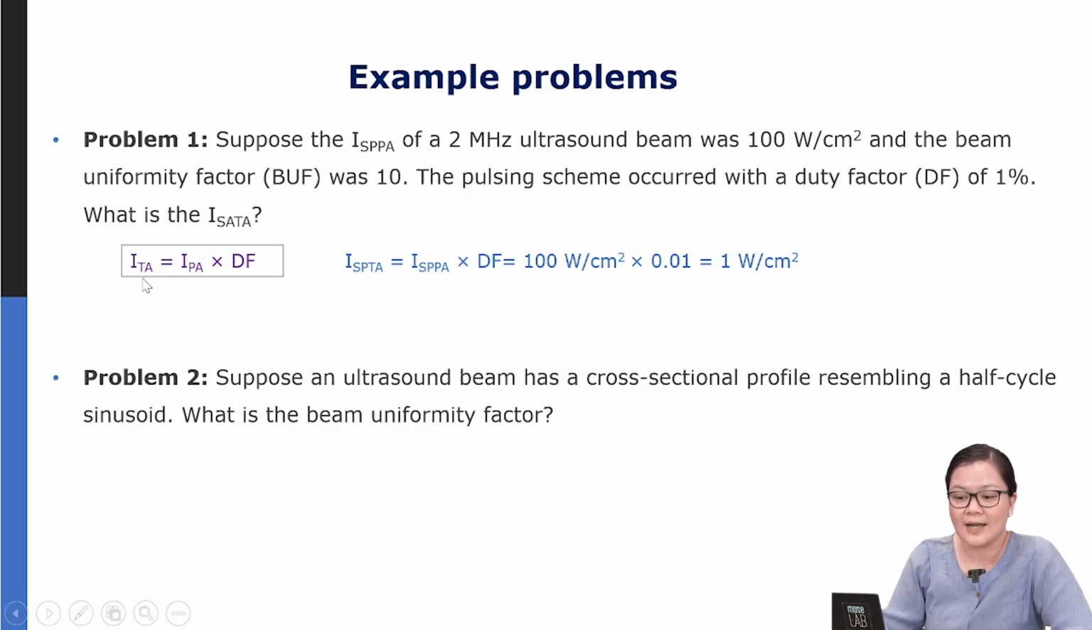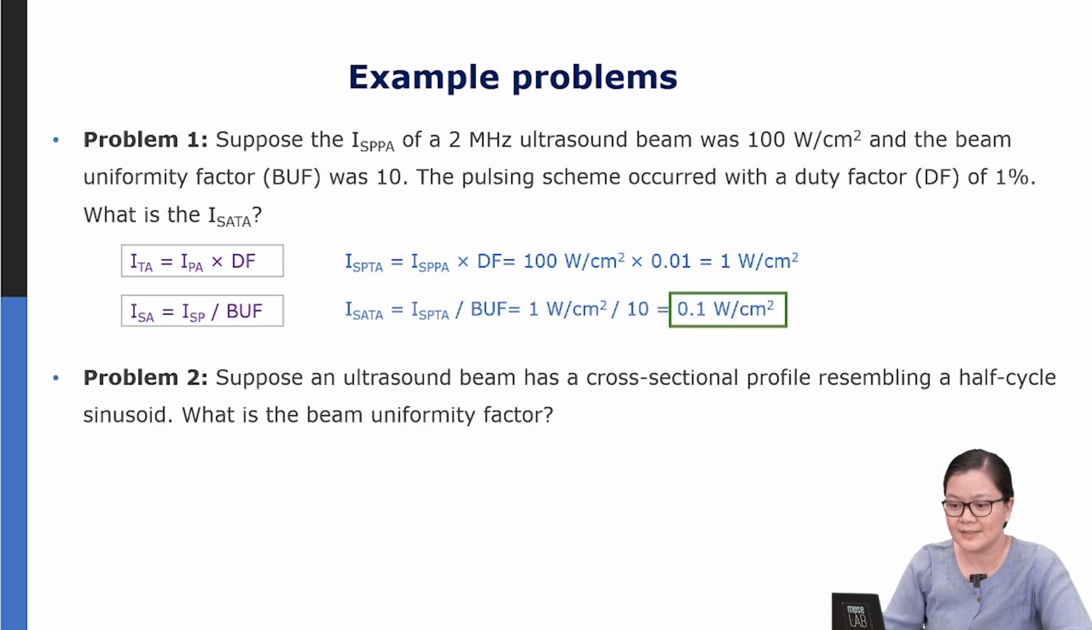So we know that the temporal average intensity equals the pulse average intensity times the duty factor. So what we're given is the ISPPA times the duty factor, and we can get the ISPTA. That equals 100 watts per centimeter squared, and you multiply that by the duty factor. We're given that it's 1%, so it would be 0.01. And so you would get the ISPTA as 1 watt per centimeter squared.